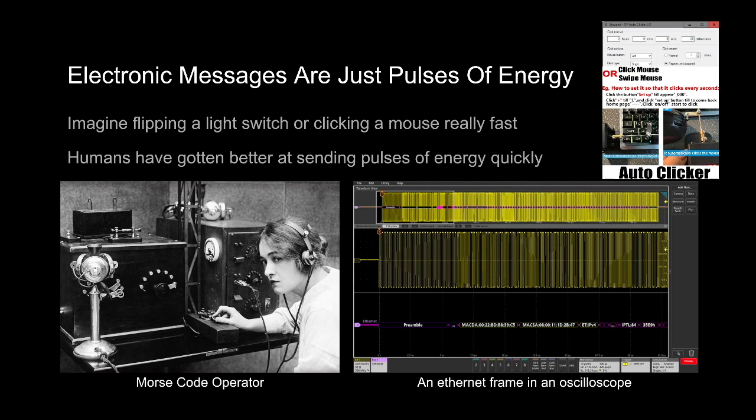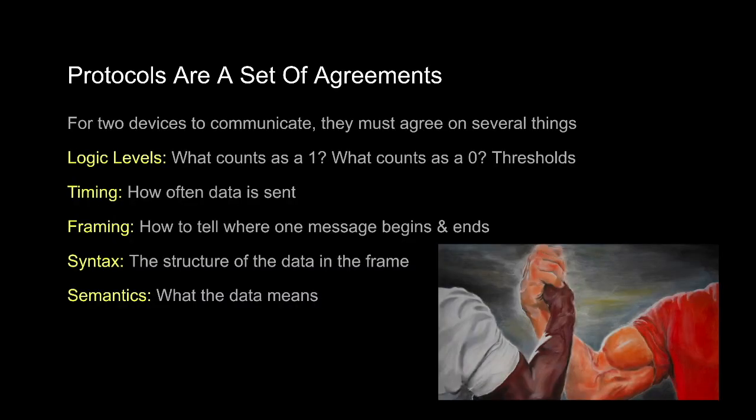We started out here with a Morse code operator who would tap out the individual pulses, and then the same sort of job of sending out pulses of electricity is also present here with this Ethernet frame in an oscilloscope. It's the same exact thing. If that lady had really quickly pressed the Morse code operator, they could have tapped out potentially some frames of Ethernet for us here.